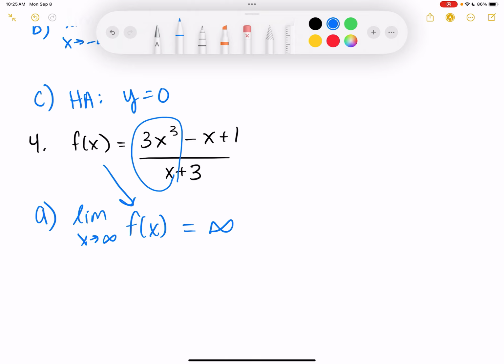So then the limit as x approaches negative infinity of f of x is equal to, well, if I plug in a really big negative number here, even if I leave it as just 3x cubed over x, a negative over a negative is going to be a positive. It's going to still be a really big number, so it's going to be positive infinity.